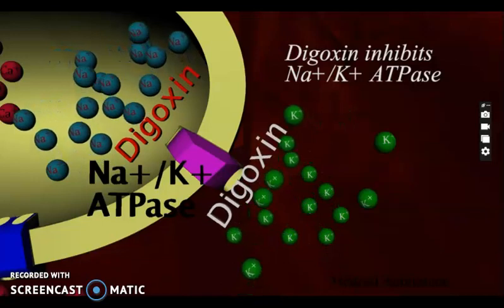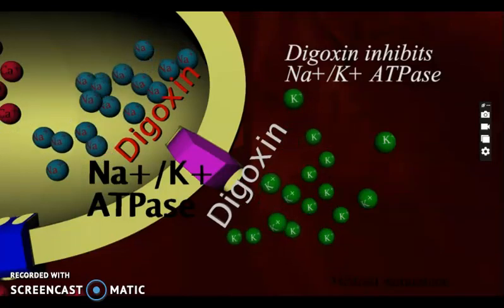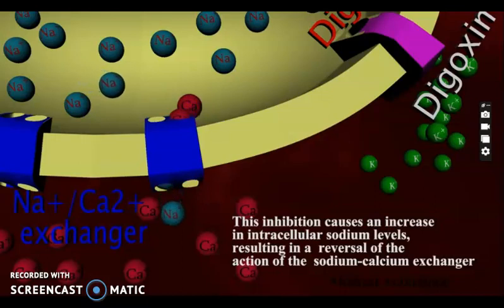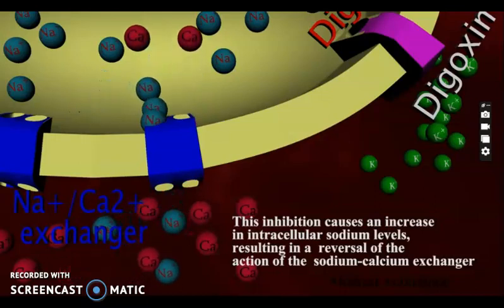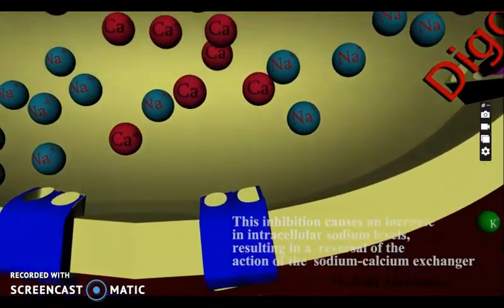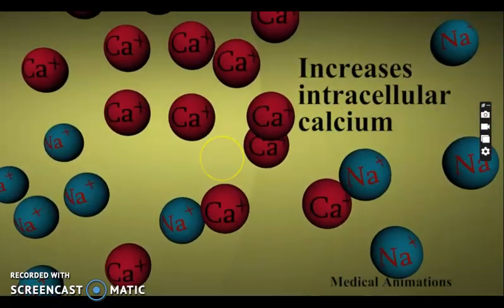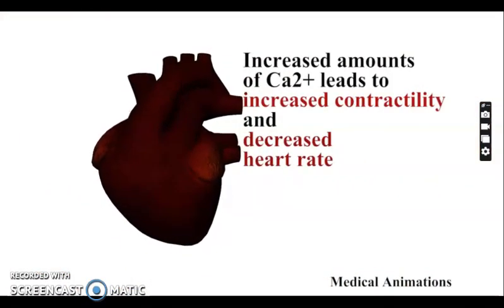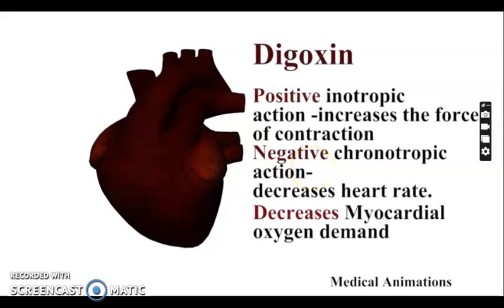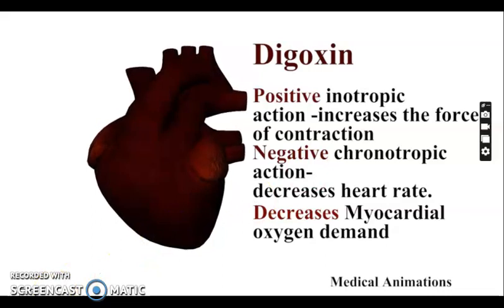But digitoxin and digoxin bind to the sodium potassium ATPase, so there will be no exchange of sodium and potassium. The intracellular level of sodium increases. So there will be the next exchanger, that is the sodium calcium exchanger. So sodium is exchanged with calcium. So what happens to the intracellular levels of calcium? Increases. So whenever the intracellular level of calcium increases, there will be increased contractility and decreased heart rate. Okay. So digoxin produces a positive inotropic action.